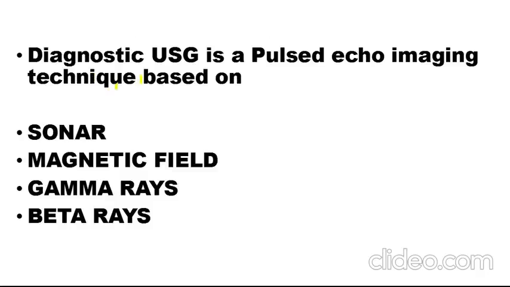So we have first one: diagnostic ultrasonography is a pulsed echo imaging technique based on option A sonar, option B magnetic field, option C gamma rays, option D beta rays. So the correct answer is option A. Sonar full form is sound navigation and ranging system. A magnetic field is used in MRI and gamma rays in nuclear medicine.